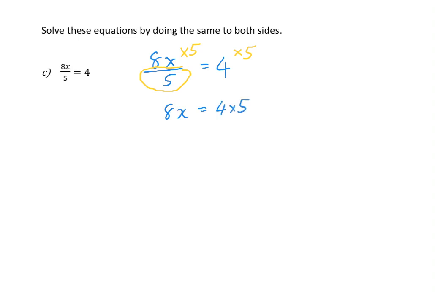I still haven't got x by itself because at the moment I am multiplying it by 8. So to get x on its own on the left-hand side, I need to divide by 8, which is the opposite of multiplying. What I do to the left-hand side, I also do to the right-hand side. So my equation becomes x is equal to 20 divided by 8. So x is equal to 5 over 2.